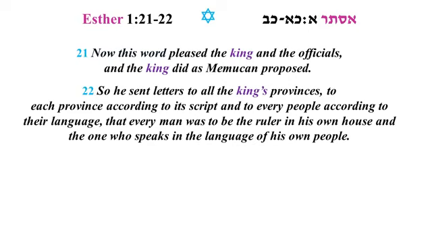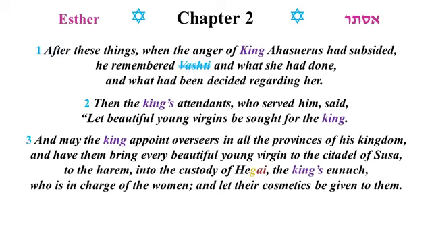All right. Chapter 2. Verse 1, after these things, when the anger of King Ahasuerus had subsided, he remembered Vashti and what she had done and what had been decreed against her. Wow, that's interesting, because in chapter 1, he banished or forgot Queen Vashti, she's history, no more. Which, that's kind of what God did with the Jews, right? He had them scattered all over the world when they rejected their Messiah. But God remembers.